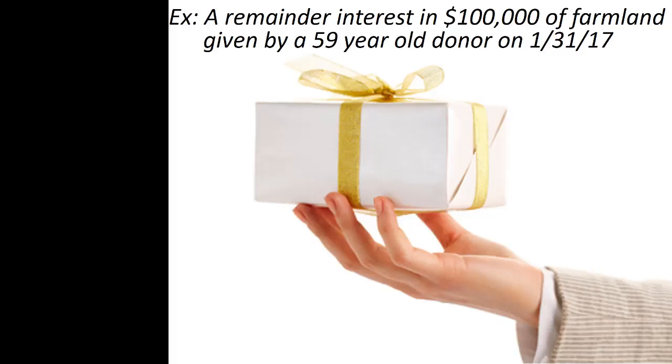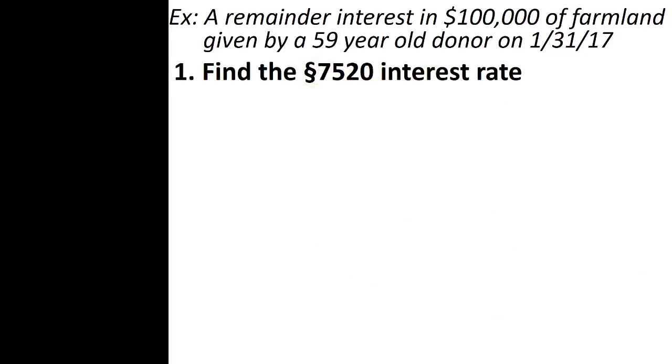Suppose we wish to calculate the charitable deduction for a remainder interest gift in $100,000 of farmland given by a 59-year-old donor on January 31st of 2017, where the charity receives the right to own the farmland upon the death of the donor. For this calculation, the age of the donor is the age at their nearest birthday on the date of the gift. First, we must identify the appropriate Section 7520 interest rate.